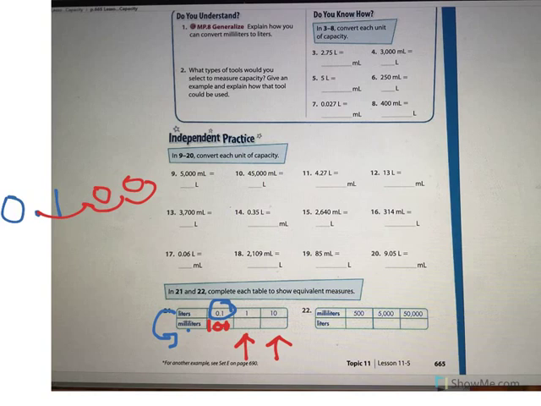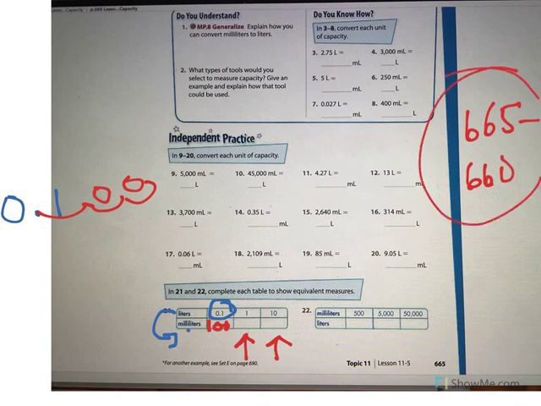I really think that you guys are going to have a nice handle on this. So today's homework is 665 and 660. I want you to do both pages.